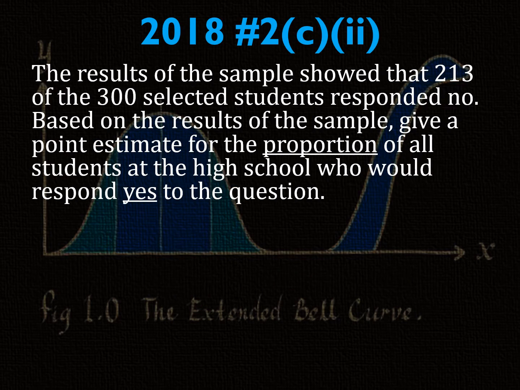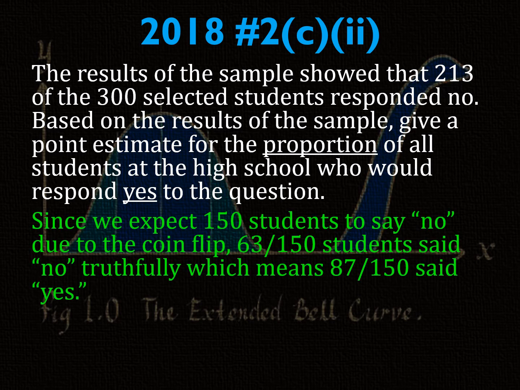Part 2, the results of the sample showed that 213 of the 300 selected students responded no. Based on the results of the sample, give a point estimate for the proportion of all students at the high school who would respond yes to the question. So we expect 150 students to say no just because of the coin flip, which means 63 out of the 150 students we would estimate would say no truthfully, which means 87 out of 150 would have said yes. So 87 out of 150 comes out to 0.58.